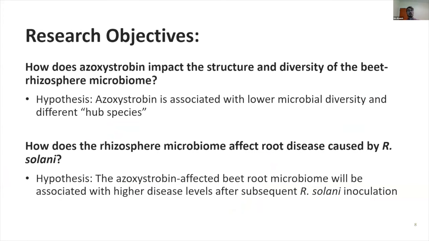I have two questions that I will be looking at. One, how does azoxystrobin impact the structure and diversity of the rhizosphere microbiome? And two, how does the rhizosphere microbiome and the impact of azoxystrobin affect root disease caused by Rhizoctonia solani?